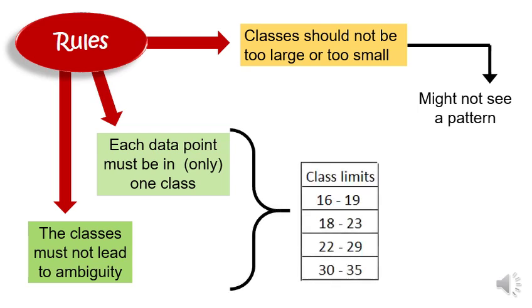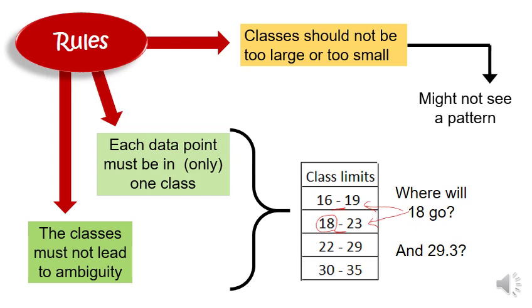So let's put this together. Let's suppose we've set up these classes: 16 to 19, 18 to 23, 22 to 29, 30 to 35. Now notice straight away you can see the first class and the second class overlap. The second class and the third class also overlap. So where does the number 18 go? If you have a data point, number 18, it's between 16 and 19, but it's also in the second class. It's equal to 18. So which class does it go into? That class or that class?